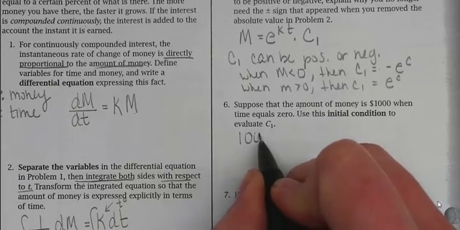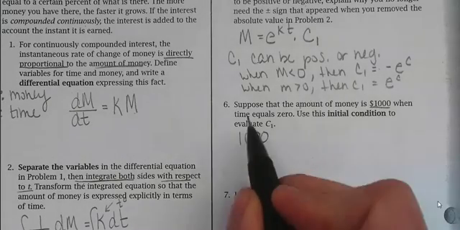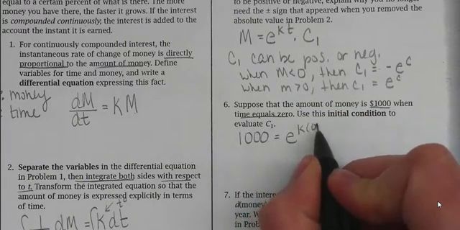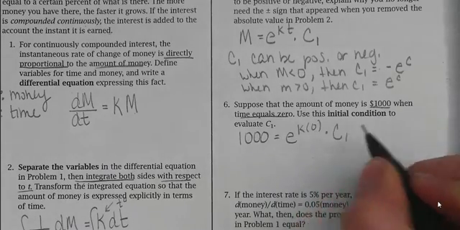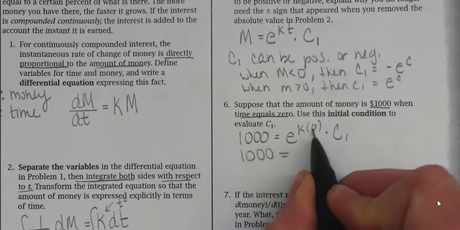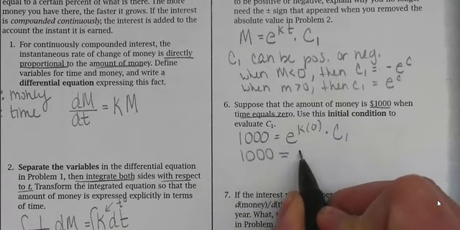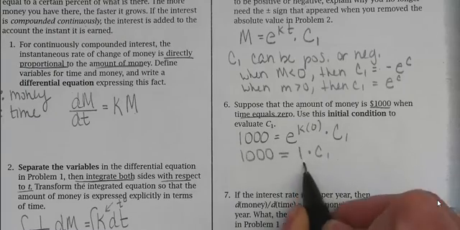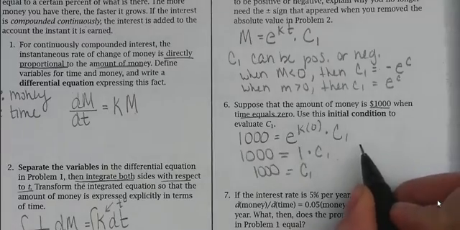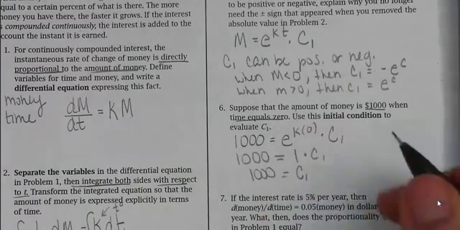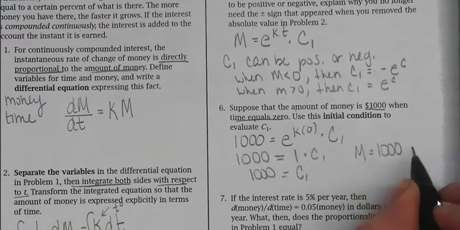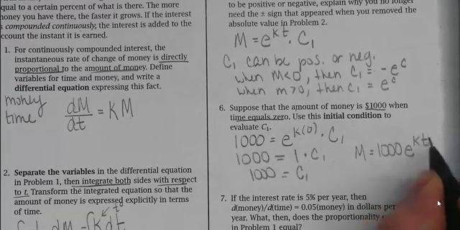So $1,000 is the amount of money when time equals 0. So I get 1,000 equals, well, k times 0 is going to be 0, and this will become 1 then. So 1 times c1, or I know that c1 will equal 1,000. So I can rewrite myself an equation using this where I plug 1,000 in. And we'll put that first.